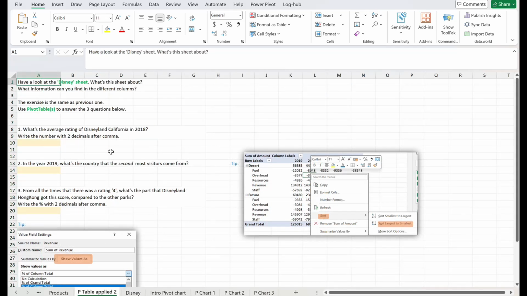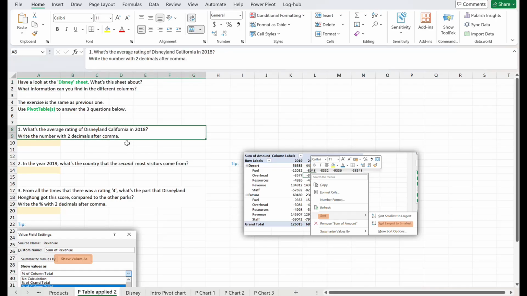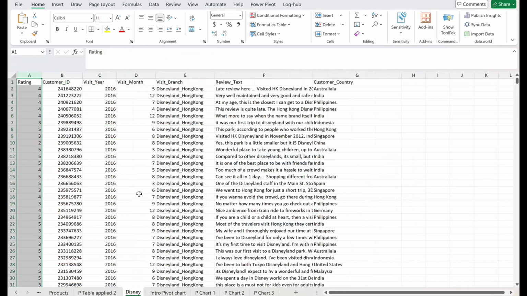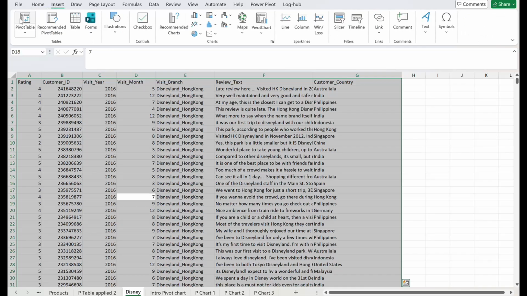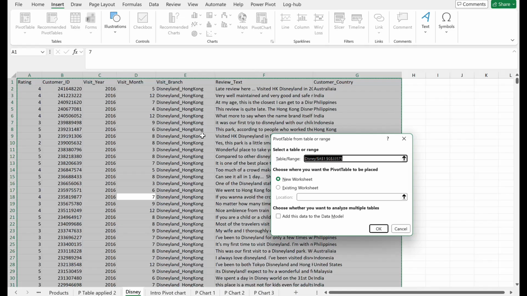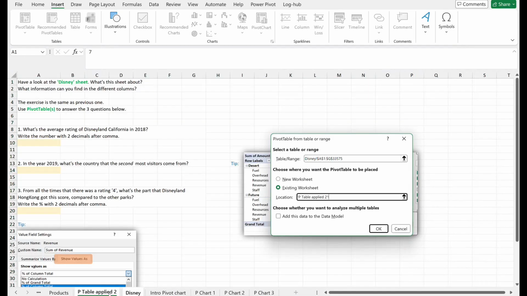Okay, we're going to answer questions by making pivot tables. So the first question is, what's the average rating of Disneyland California in 2018? Let's first select all the data and make a pivot table out of it. So we select it with Control A, then insert and pivot table, and we're going to make the sheet appear, let's say, over here.